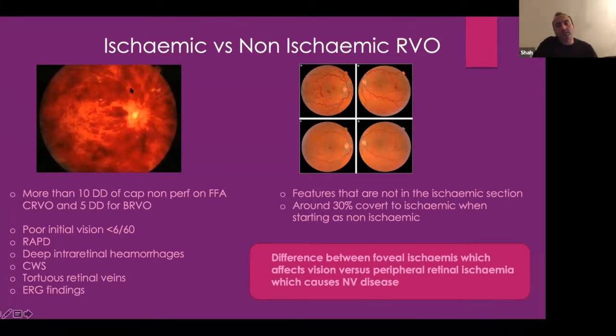if you've got deep intraretinal hemorrhages, obviously here you can see really hemorrhagic vein occlusion, that's a central retinal vein occlusion, but in branch or hemiretinal, you can get this as well. So if you've got very deep intraretinal hemorrhages, poor vision, RAPD is very important. We would want to see that.